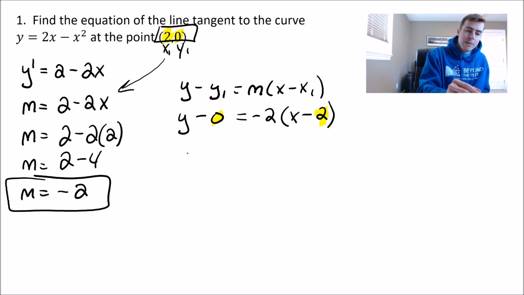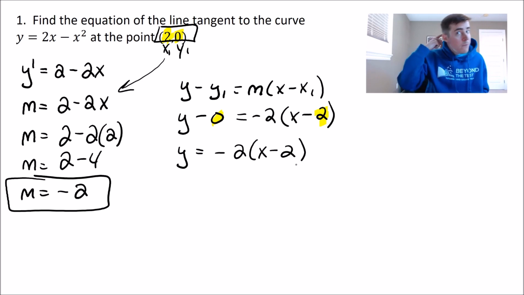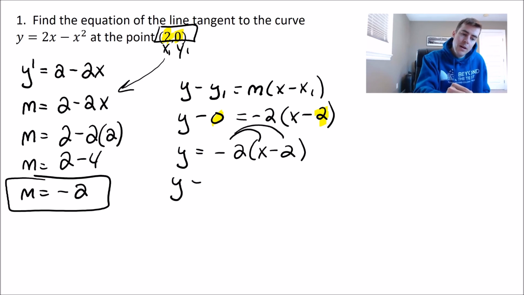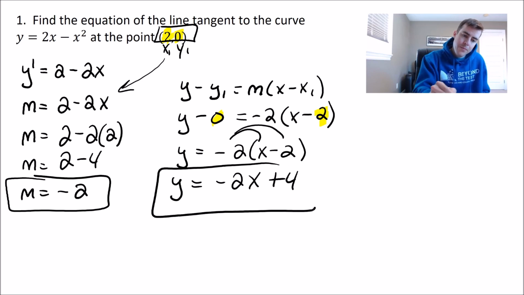Okay, so then if we continue on, we simplify this down. Y minus 0 is just y, and then negative 2 times (x minus 2). Some teachers will leave it like that. Other teachers will make you put this into slope-intercept form, and all you need to do for that is distribute this through. So you get y equals negative 2x plus 4.